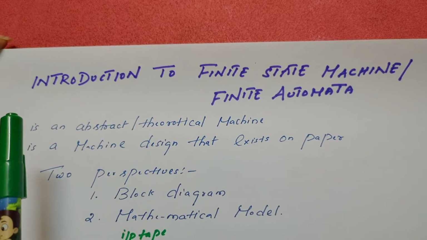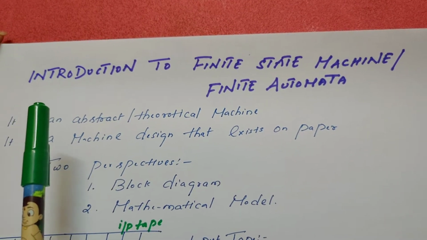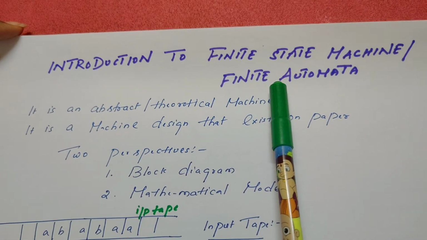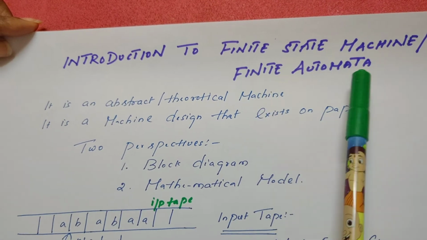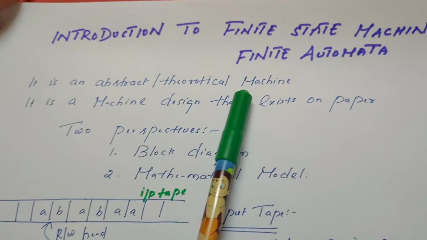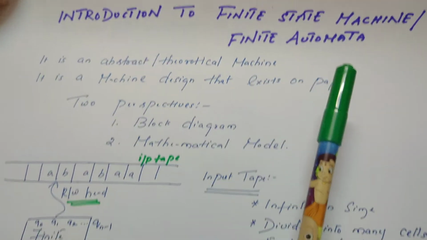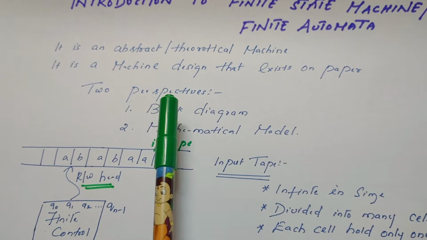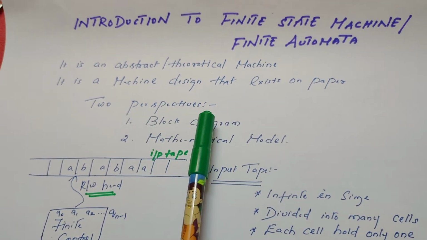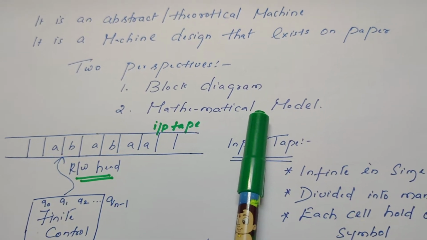Today in this video, we see an introduction about finite state machine or finite automata. In some of the textbooks, the finite state machines are also called finite automata. It is an abstract or a theoretical machine. It's a machine design which exists only on paper. We are going to understand this finite state machine from two perspectives today. One is the block diagram and the other one is a mathematical model.